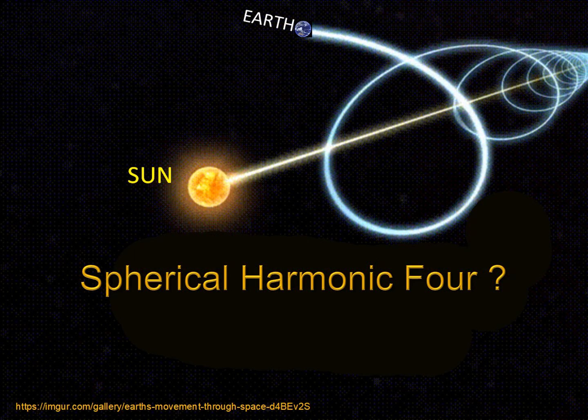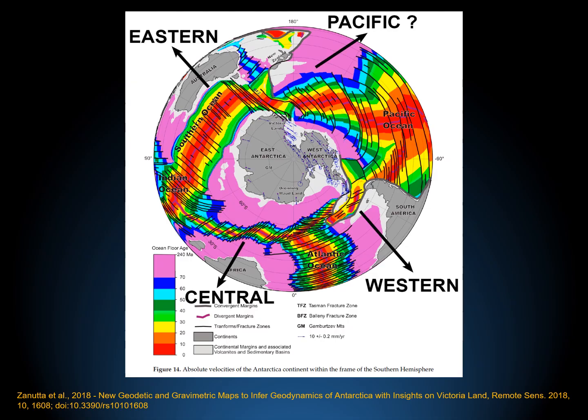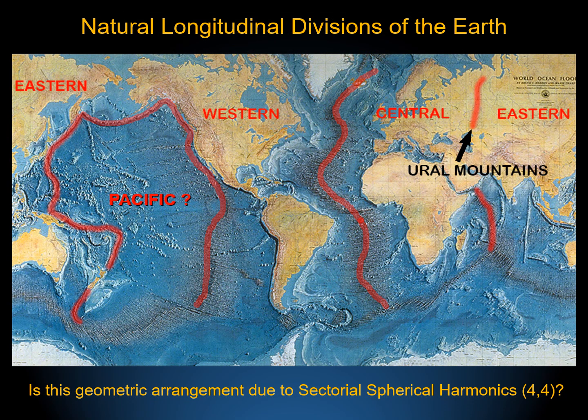Is there a spherical harmonic 4? This view of Antarctica shows the fault systems totally surrounding that continent. This view also introduces the possibility of a fourth segment or carpel. Is the Pacific Ocean a segment without a continent? Is this geometric arrangement due to sectorial spherical harmonic 4-4?